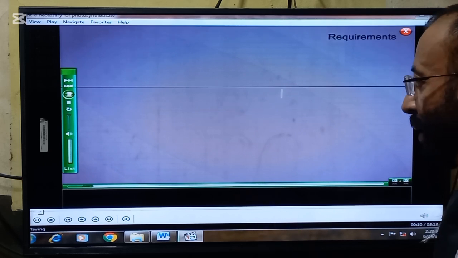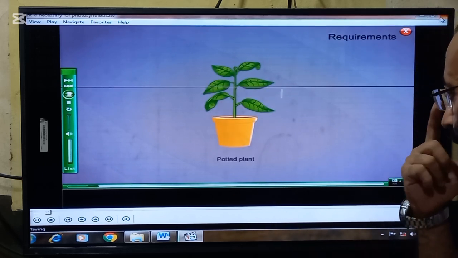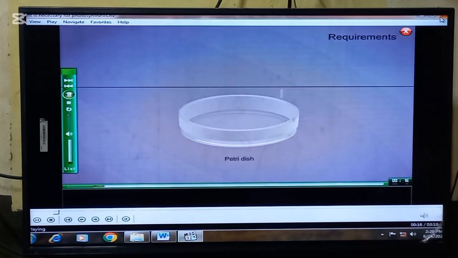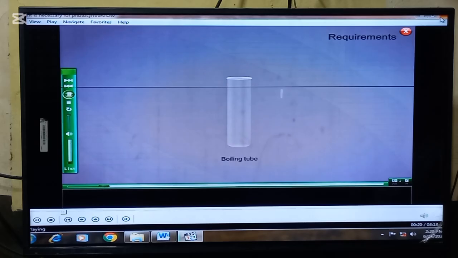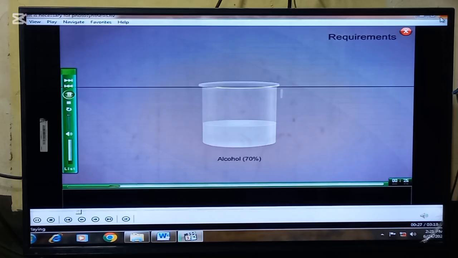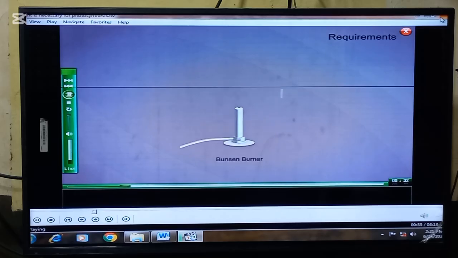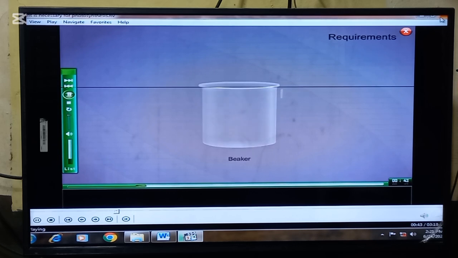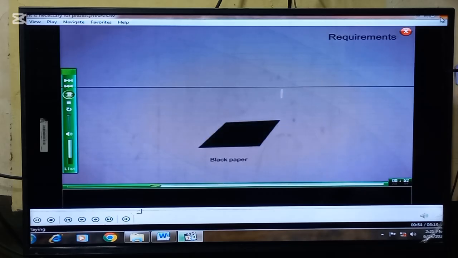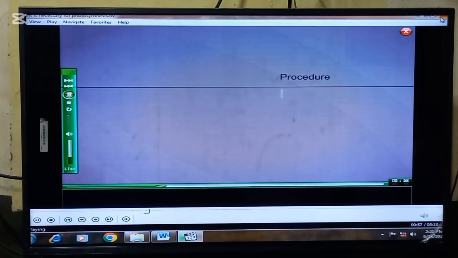Requirements: here are the requirements. Potted plant, petri dish, boiling tube, alcohol 70%, iodine solution, Bunsen burner, forceps, beaker, water, dropper, black paper.